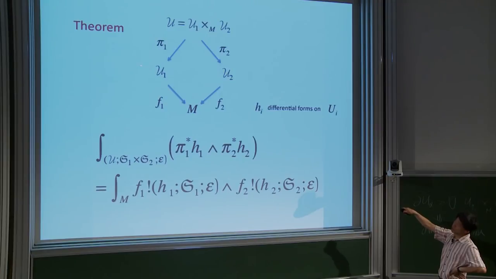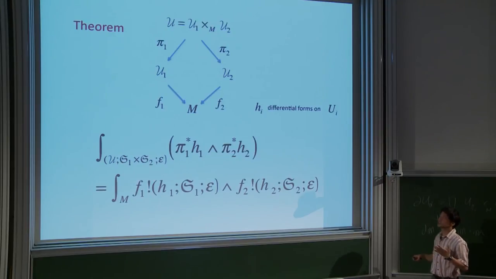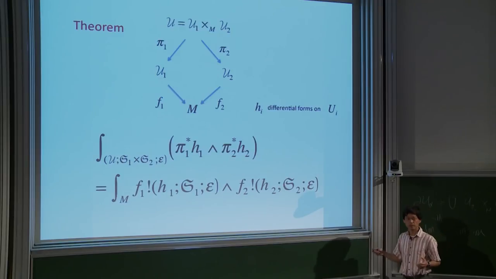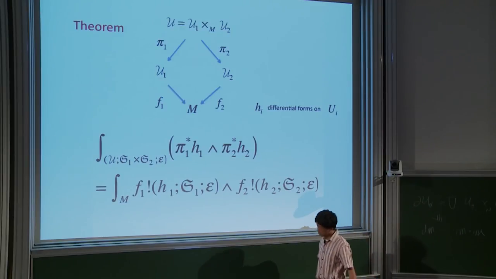And the first formula: you have a differential form here, you pull back here, and you have another differential form, you pull back here, and you take the wedge, and then you use this product perturbation data, and you integrate by this product perturbation data. So the Fubini theorem says that this is just equal. And if you think of the very simple case, like E1 and E2 being zero, then this is exactly what you can prove by the Fubini theorem itself. So you have this Fubini theorem.